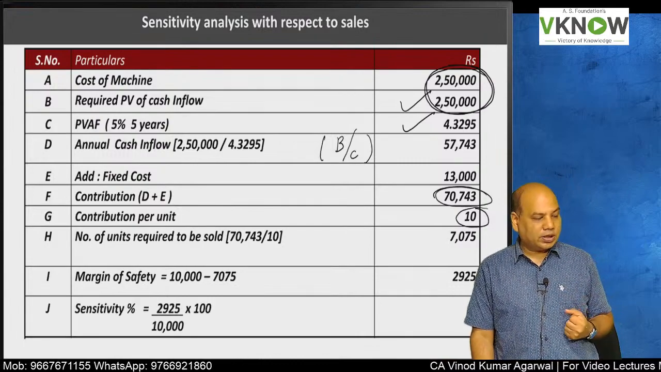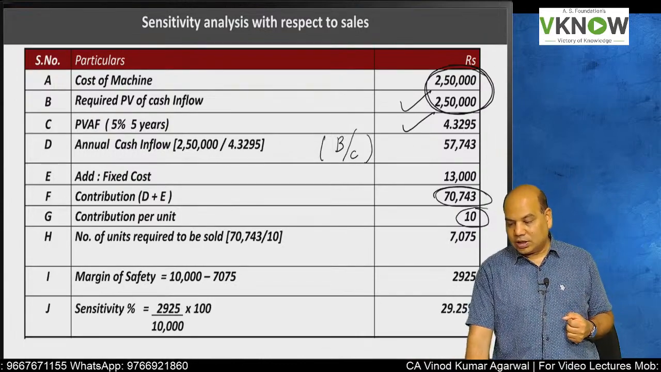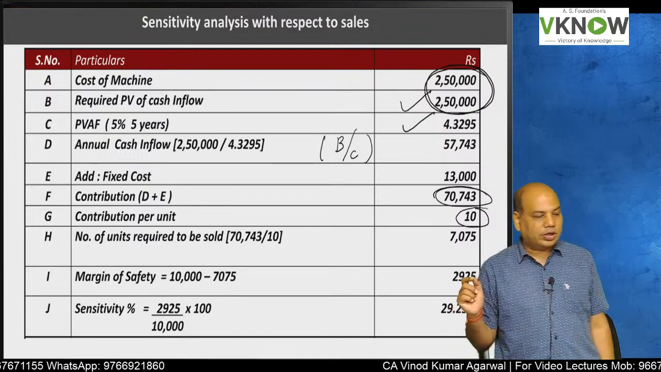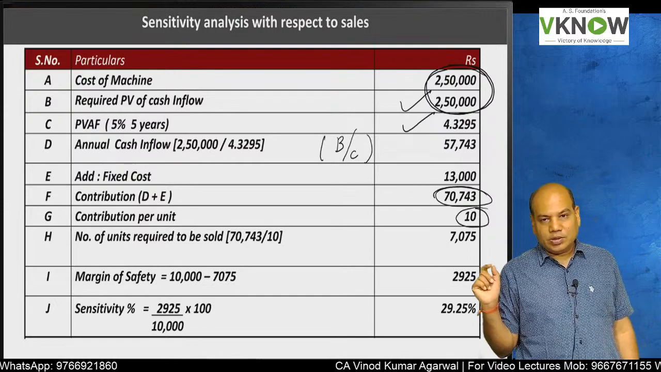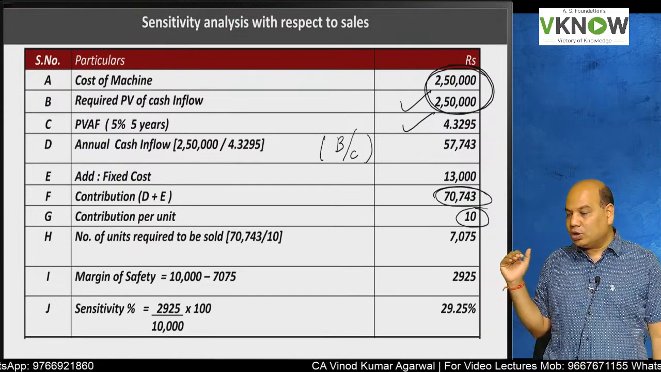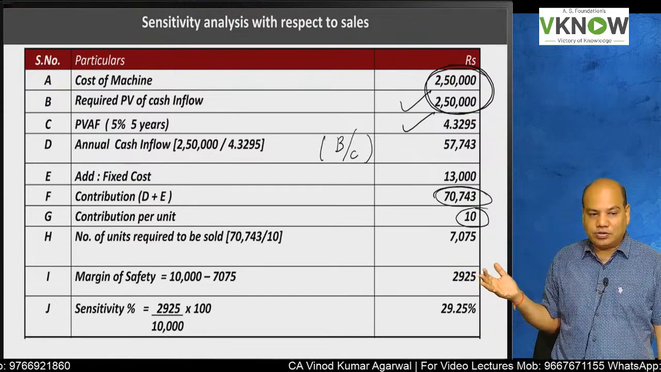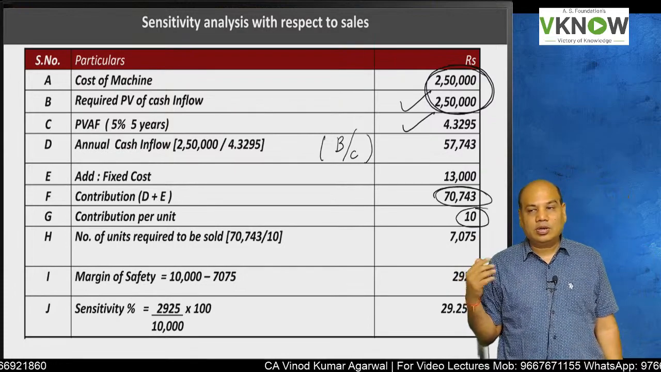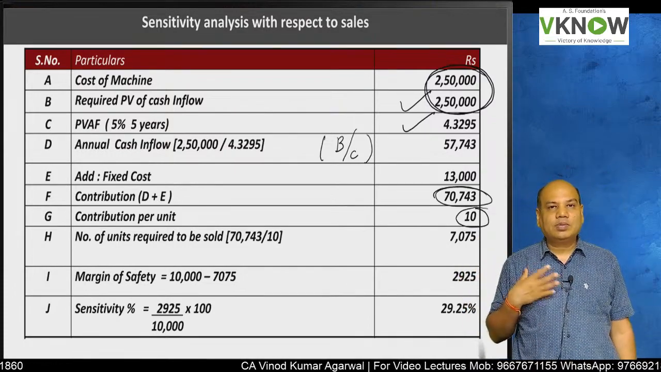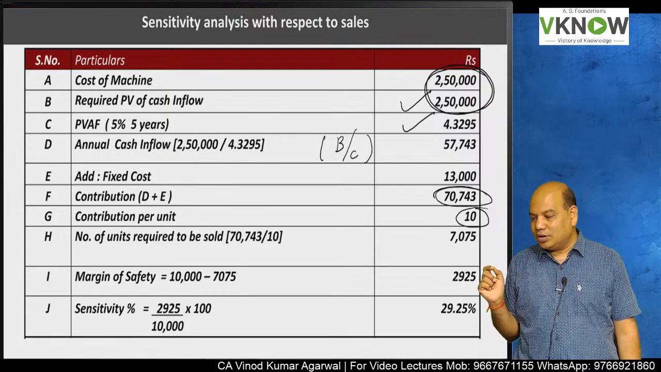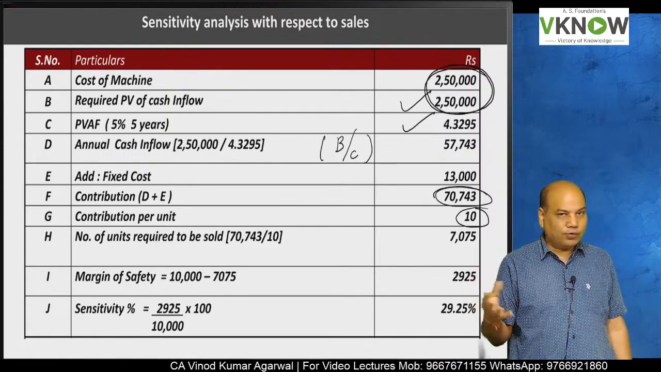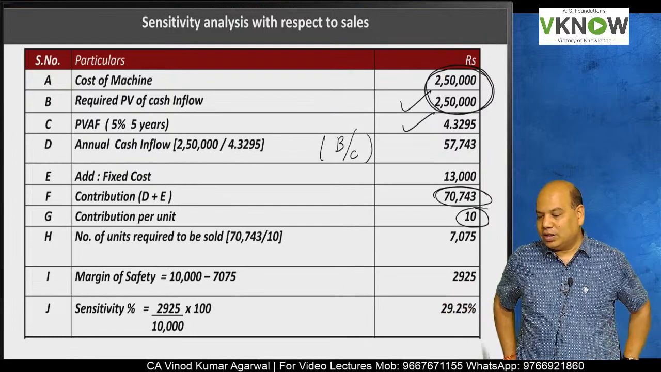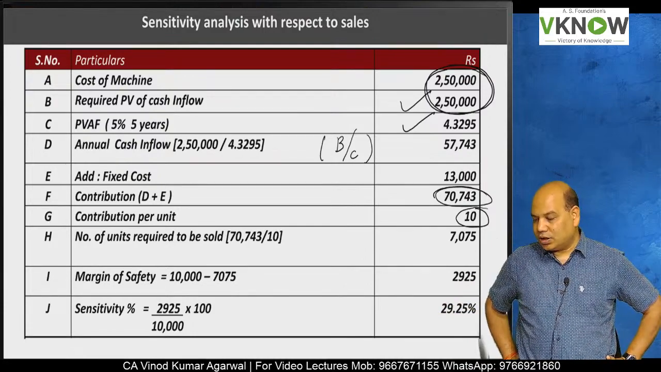That helps me to understand the risk. The risk is that if sales quantity goes down by 29.25%, your NPV will be 0, but if it falls by more than that percentage, your NPV will become negative. Are you comfortable with this 29% margin of safety? If yes, you can go ahead with the project. If no, then you have to review the project again.